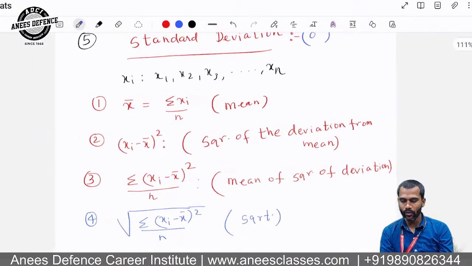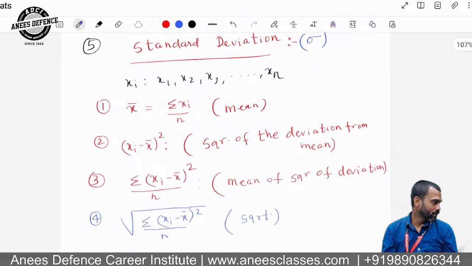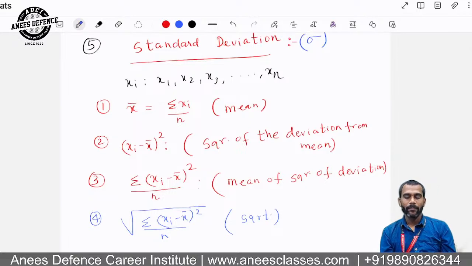Now let me tell you in English how we can see all these four steps. From bottom to top, it is the square root of the mean of the square of all the deviations from mean. It is the square root of the mean of the square of all the deviations from mean. So many complications. Yes or no?